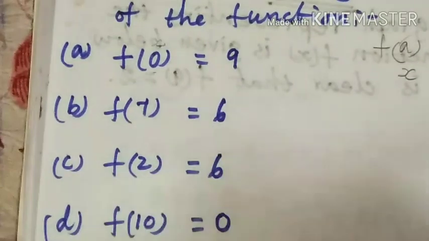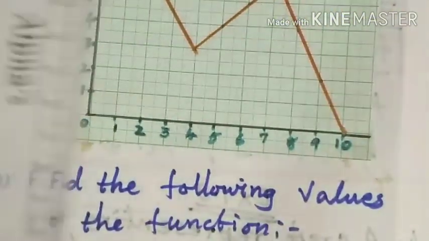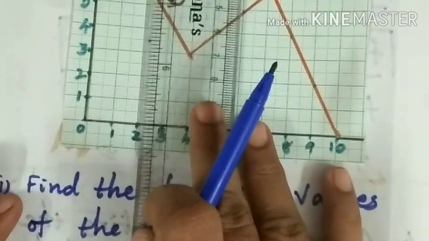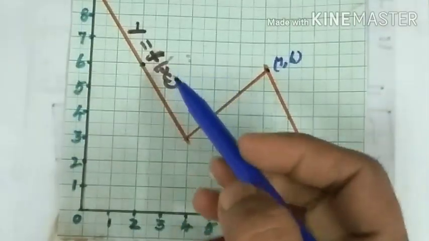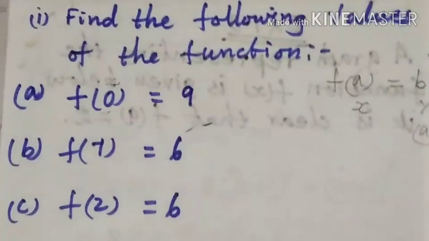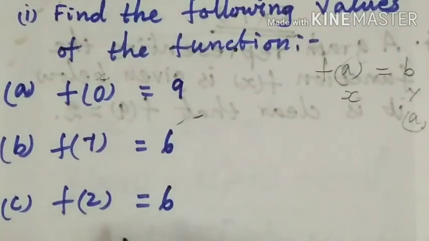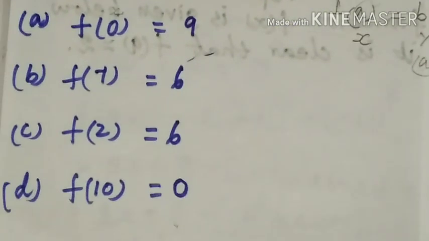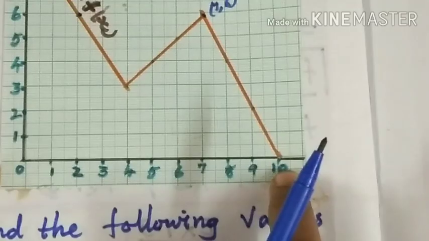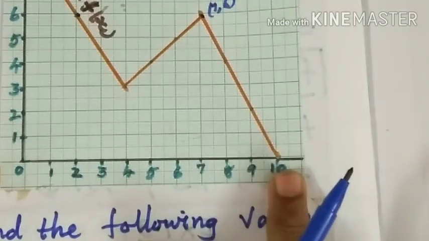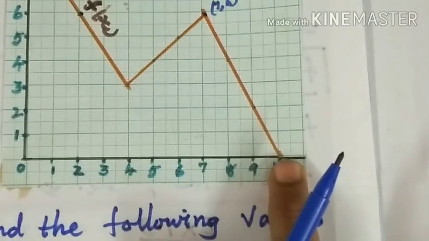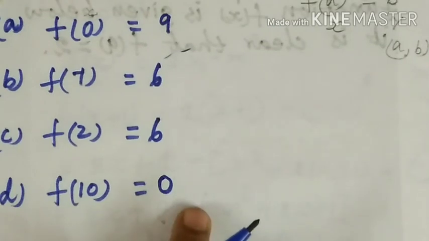The next one, f of 2. In x coordinate, the point 2 is intersect the graph at 6 in y coordinate. Therefore, the point is 2, 6. Then, the value of f of 2 also 6. Then lastly, f of 10. The point 10 in x coordinate intersect the graph at 0 in y coordinate. Therefore, the value of f of 10 is equal to 0.